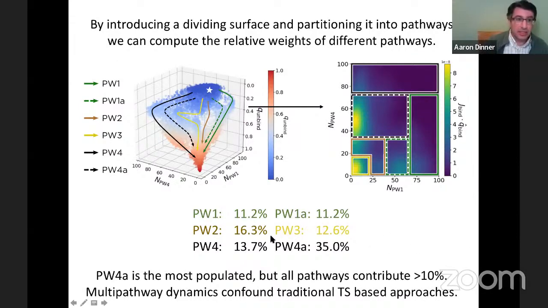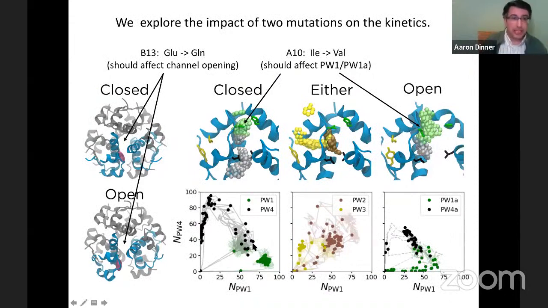Okay, so very quickly, let me show you some results for some mutants. So we looked at 2 mutants, B13, which is a glutamate that sticks right into the middle of the hexamer. We removed a charge to make a glutamine, so you'd expect that to affect the channel opening. And A10, an isoleucine to valine mutation, so we took away a methyl group.